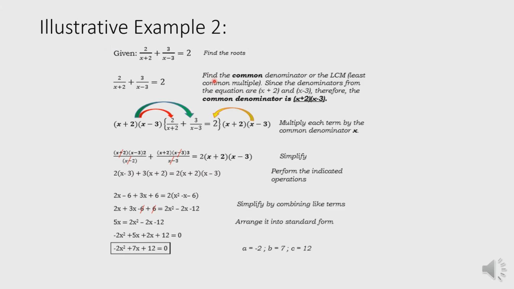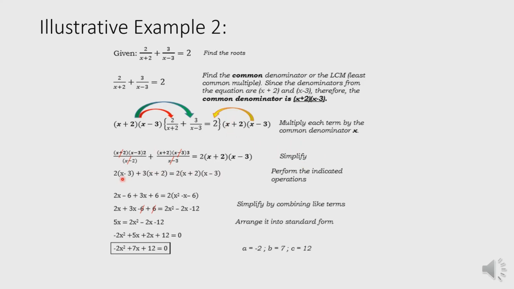But how? The first thing to do is to find the common denominator, or the LCM, the least common multiple. Since the denominators from the equation are x plus 2 and x minus 3, the common denominator is the quantity x plus 2 times the quantity x minus 3. Then applying the distributive property, multiply to both sides of the equation, the left and the right sides, and then simplify.